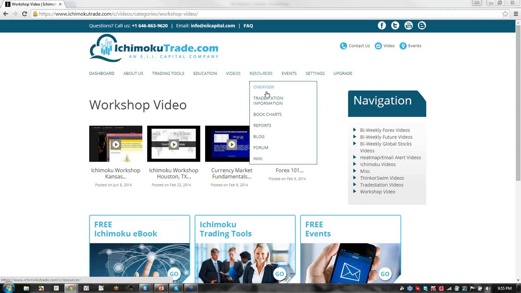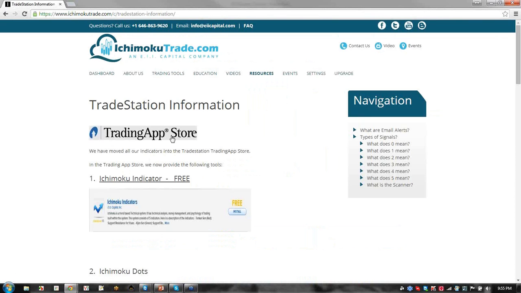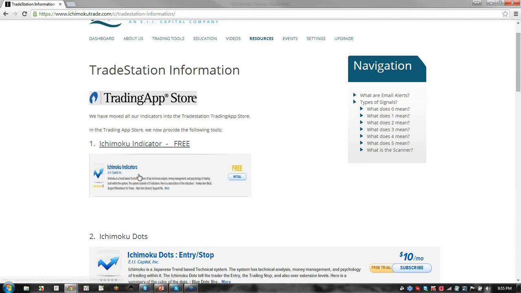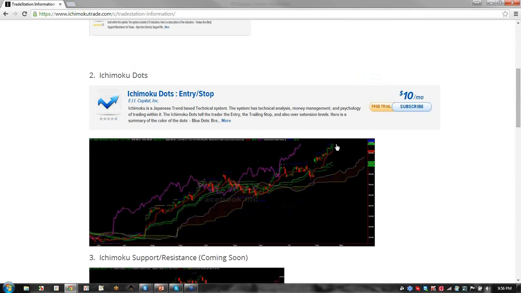Then if you go to resources, one here is the TradeStation information. If you're a TradeStation subscriber, believe it or not, we're putting a lot of our trading tools available in the App Store in TradeStation. We actually have our own Ichimoku indicator because of our own color codes. Everything's free. If you click on this little box, it'll take you to the App Store there, and you can install it. We also have our Ichimoku dots. Remember how I was talking about a minute ago, the buffer and so forth?